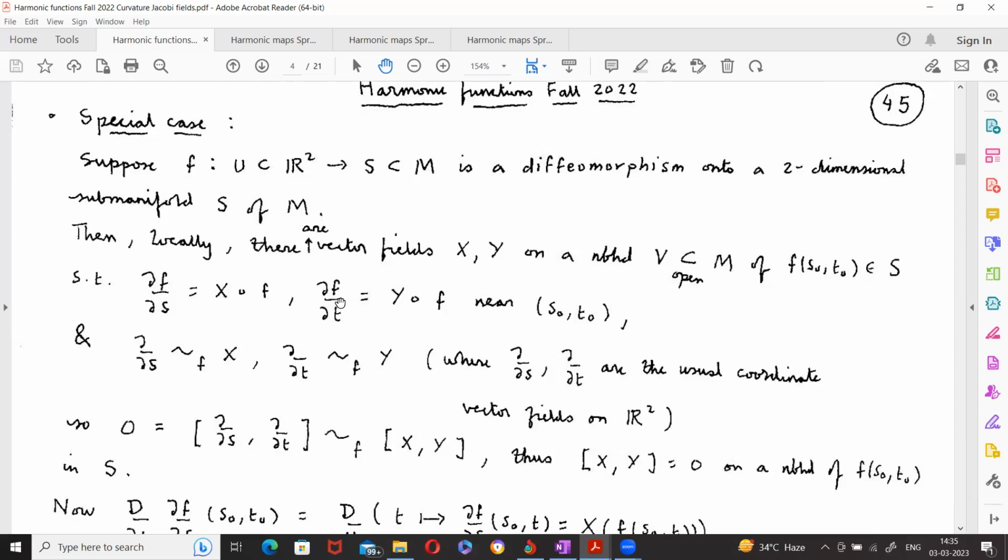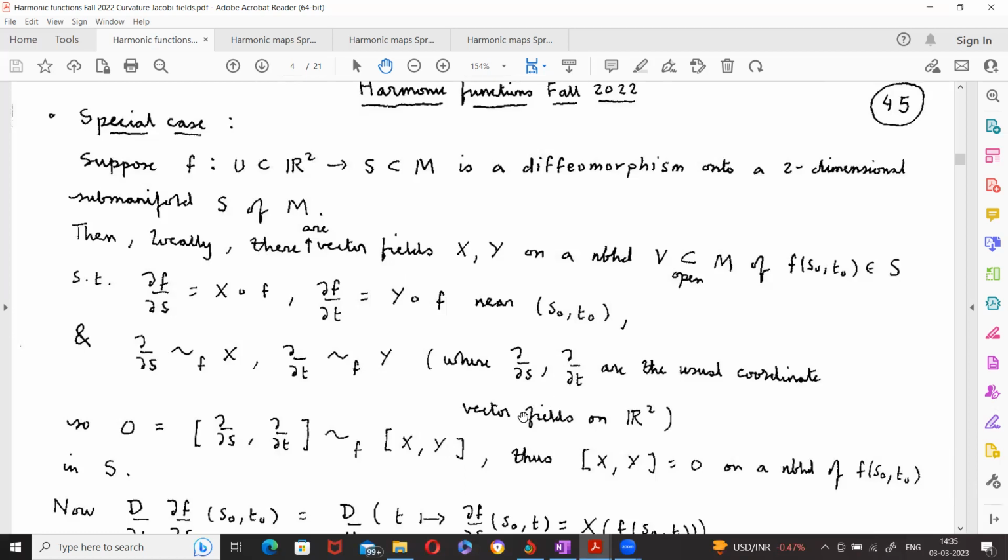And ∂f/∂s and ∂f/∂t I can write as X and Y composed with f, where X and Y are two vector fields on a neighborhood of a point in the submanifold. This is because I have a submanifold, right? And f is an embedding, so I can do this. Is that clear?